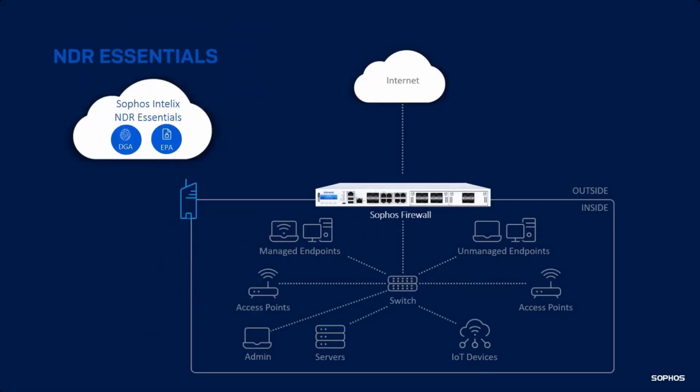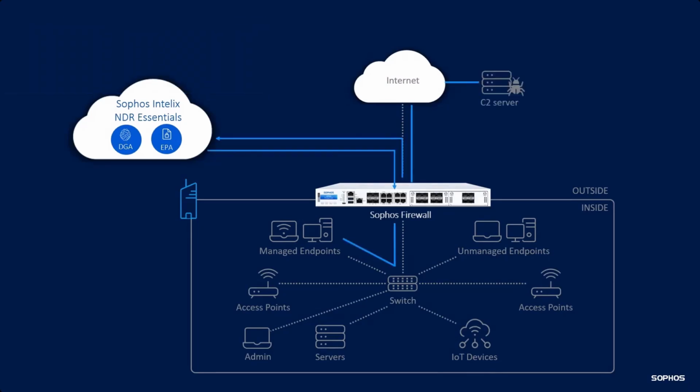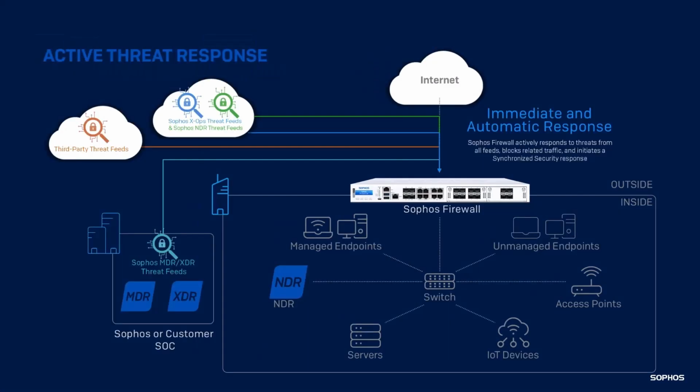Overall, Sophos Firewall version 21.5 adds an innovative and unique cloud-delivered network detection and response capability to identify active threats on the network before they become a real problem. Combined with active threat response and synchronized security, Sophos Firewall continues to be a pioneer in automated detection and response. It's so much more than just a firewall.